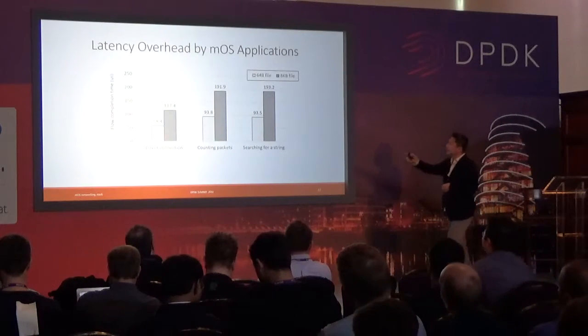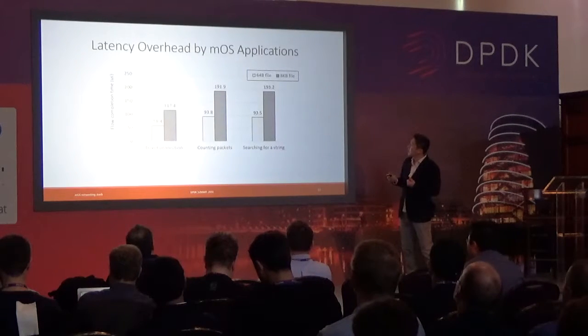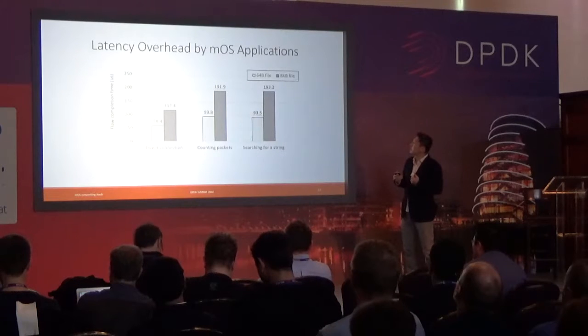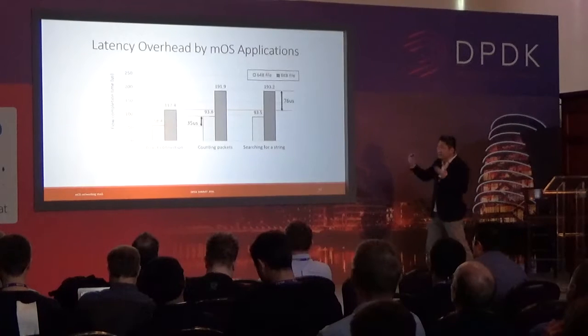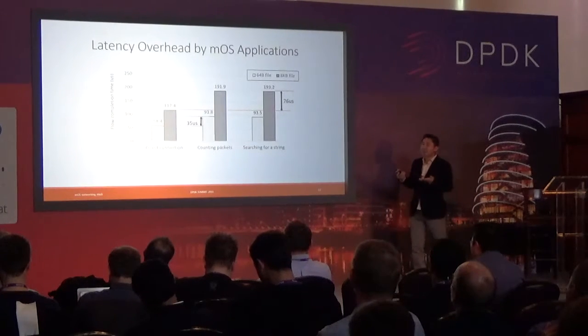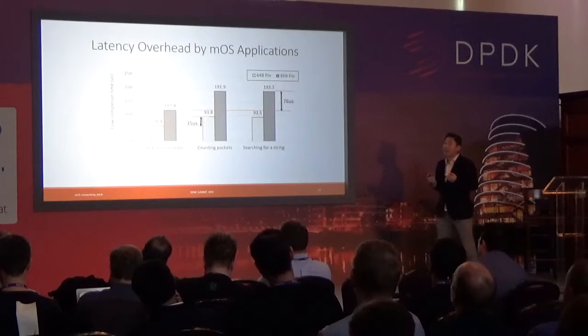Latency overhead by both applications: if you connect directly, it takes about 16 microseconds to download a 64-byte file and about 120 microseconds to download 8K. But if you use the middlebox, it adds up a little bit: 35 microseconds to 76 microseconds for 8 kilobyte files.